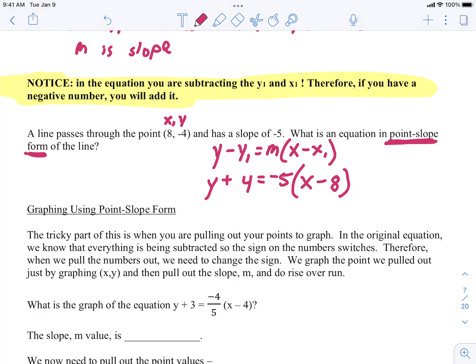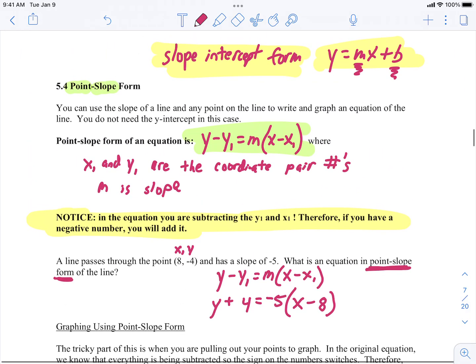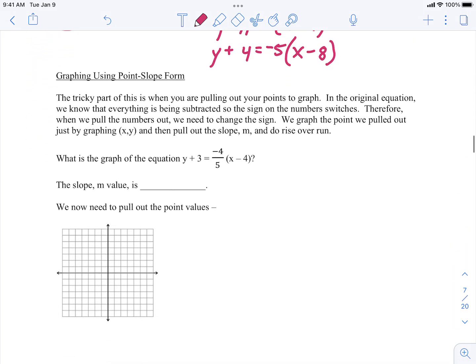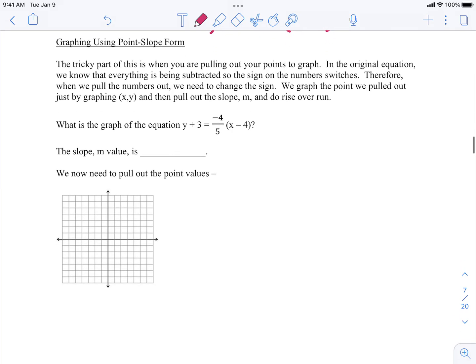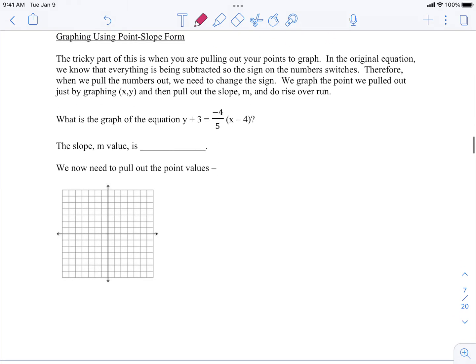Notice, different than slope-intercept form. Slope-intercept form, y is alone. Point-slope form, y is not alone. Okay, so that's the difference there. We can be asked to graph in point-slope form. So the hardest part about this is picking out your points from your equation just because of the signs.